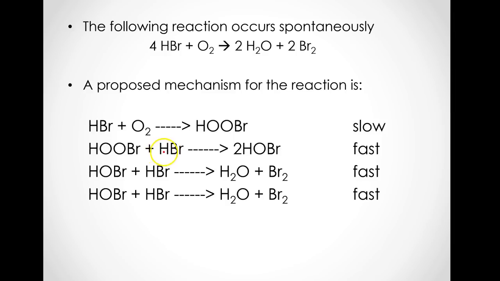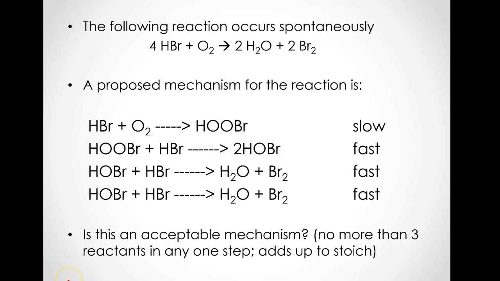HOBr reacts with an HBr and forms 2 HOBr. And that goes very, very quickly. And then each one of those HOBr goes out and finds another HBr and forms a water and a bromine. Okay? And so this one, to show that it adds up to an acceptable mechanism, all you have to do is confirm that there are no more than 3 reactants in any one step, and there are not, and it adds up to the stoichiometry.